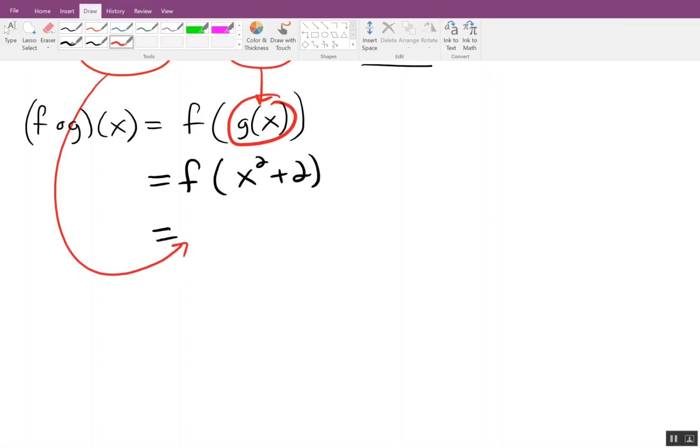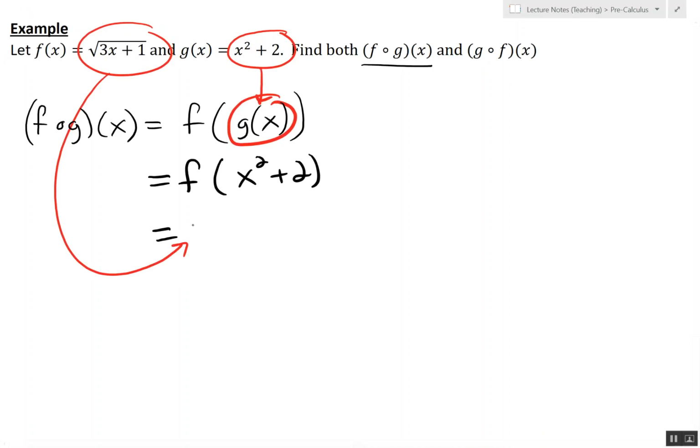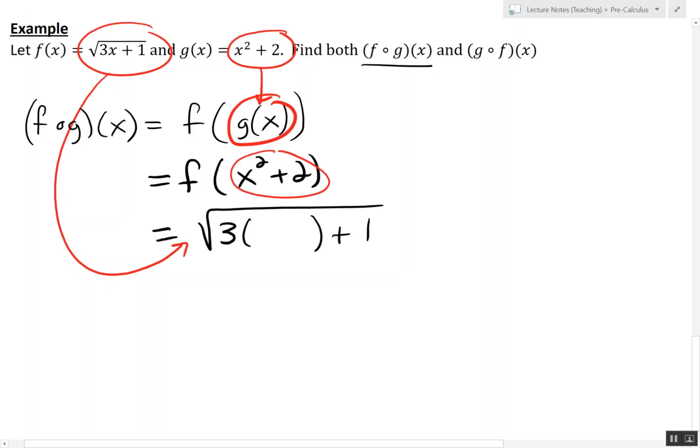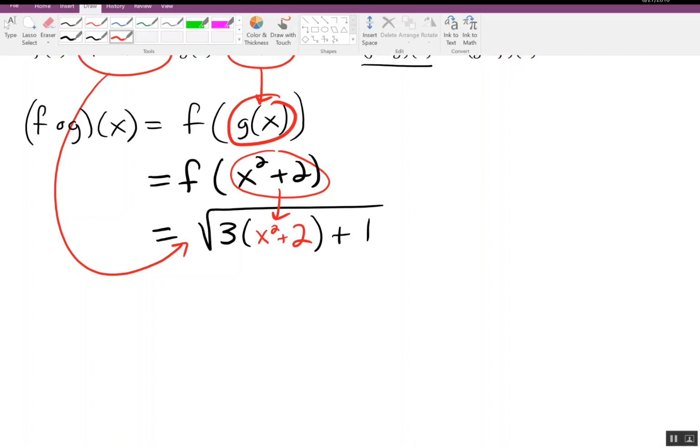But again, just like before, anytime we have an x, we're going to replace it with a parenthesis. So we'll have 3 times the parentheses, and give yourself some room because you're going to write a whole expression in here, plus 1. And then we're going to take this expression, and since it's in parentheses, we're going to put it in all the parentheses. So in this case, x squared plus 2 goes in there. And then we just simplify it like we always do.